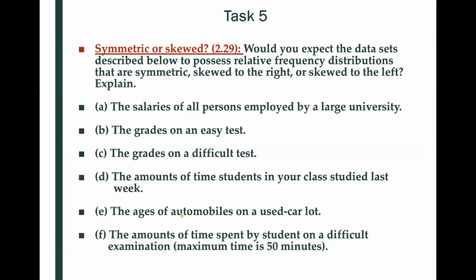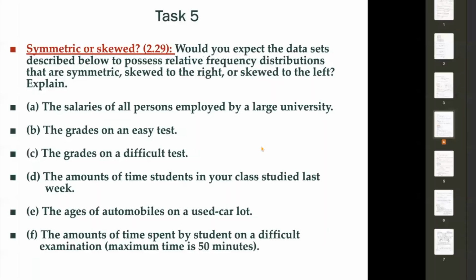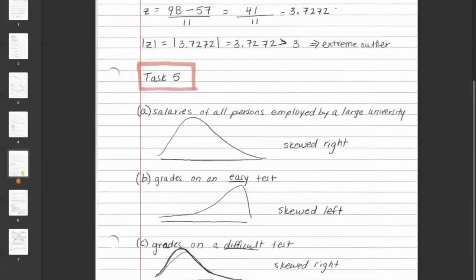Task 5. Would you expect the data sets described below to possess relative frequency distributions that are symmetric, skewed to the right, or skewed to the left? Explain. So here we have our different scenarios, and we want to know, for example, would the salaries of all persons employed by a large university be skewed to the left, skewed to the right, or symmetric? So I always try to visualize what it would look like.